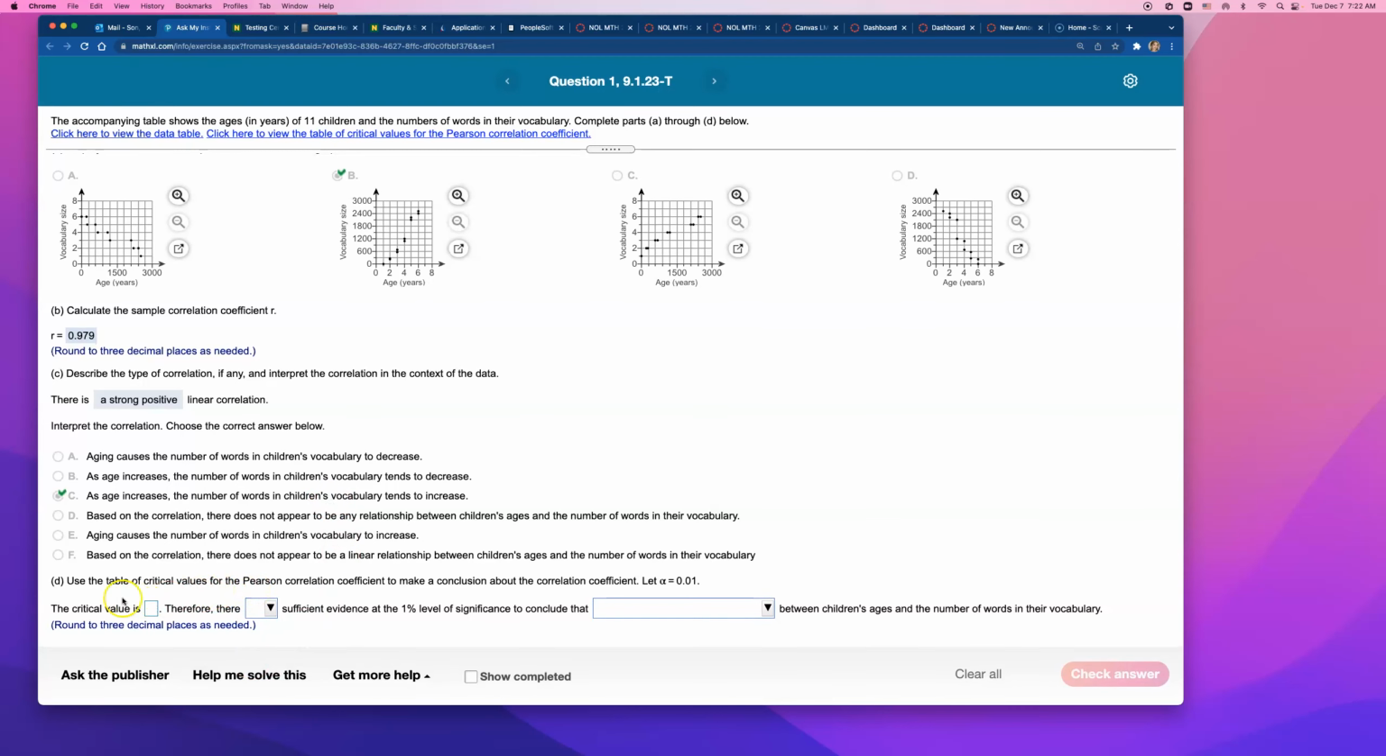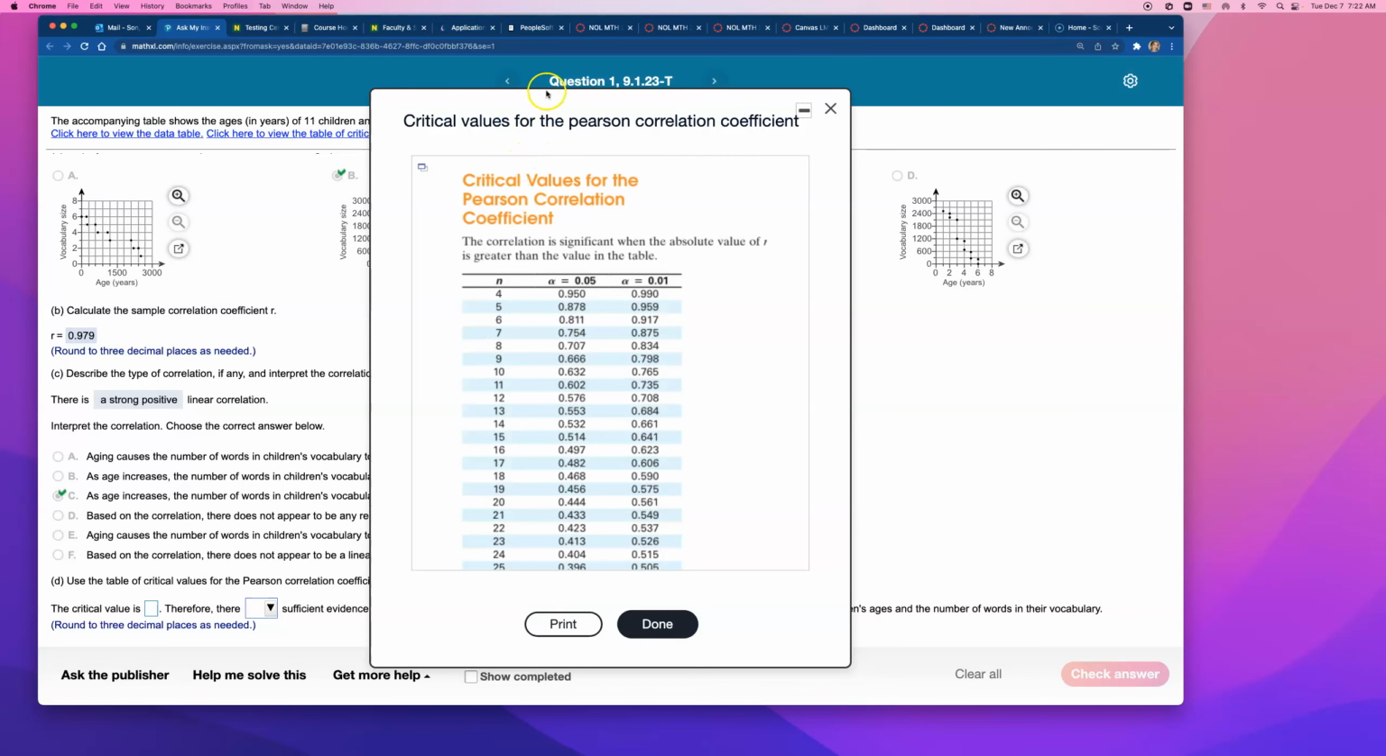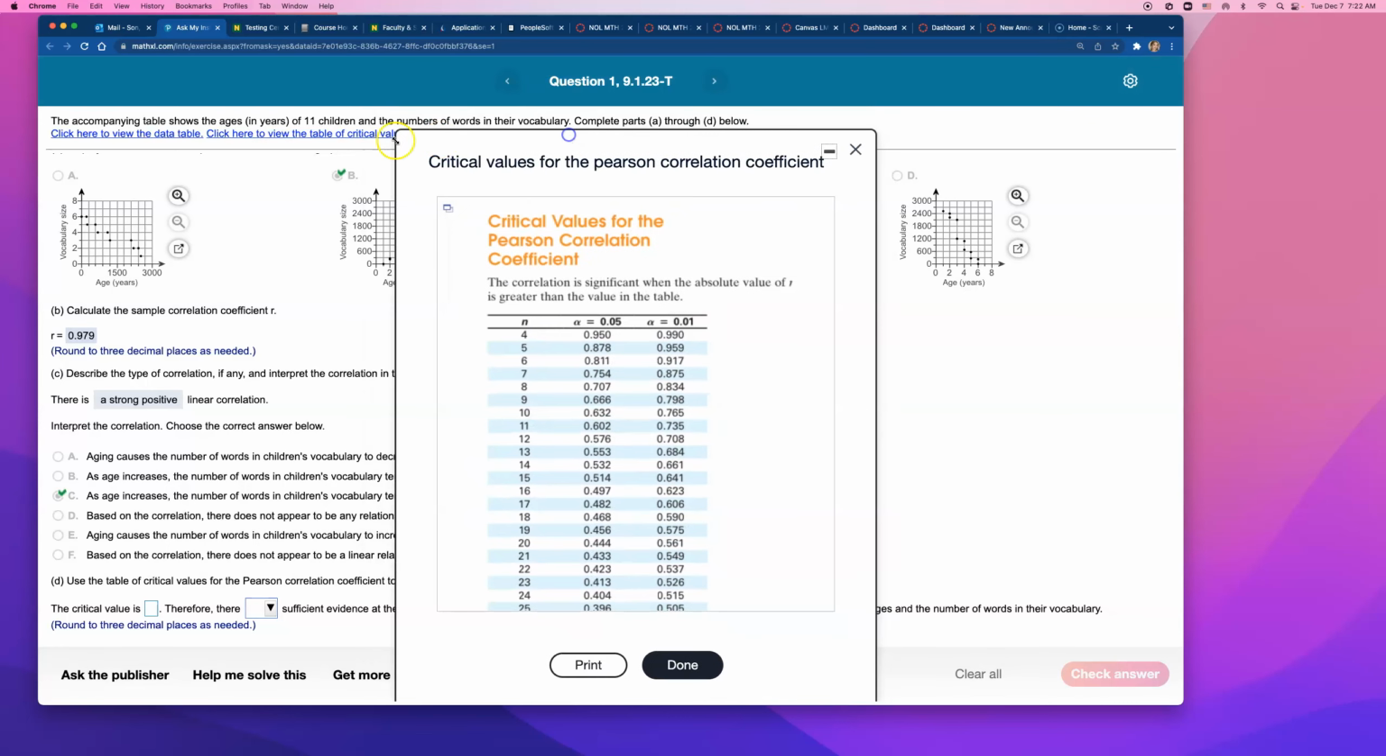All right. Use the table of critical values for the Pearson correlation coefficient to make a conclusion about the correlation coefficient, alpha equals 0.01. You need to open up this table now, okay? Now, what was the sample size? Remember they said they looked at 11 children, right? So on n equals 11, on this row right here, and they did just say use alpha level 0.01.